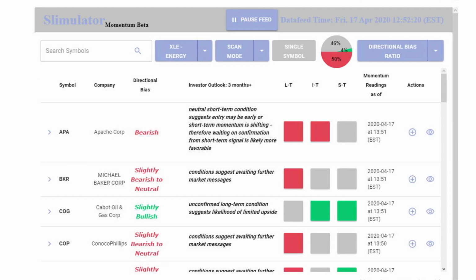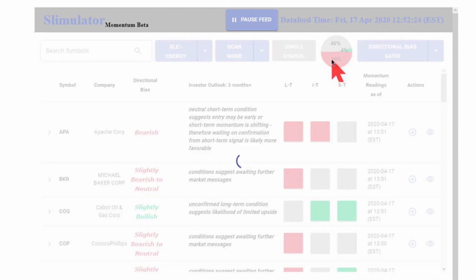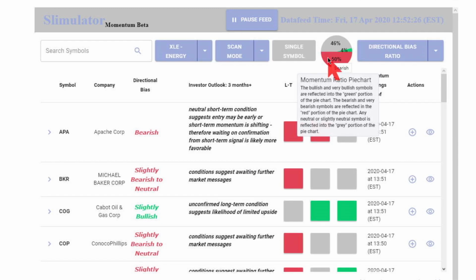Our directional bias indicator right over here, which is that pie chart, essentially tells you that of the stocks in there, 50% are negative bias. Only 4% are positive directional bias. This is a pretty bad reading when you look at that.